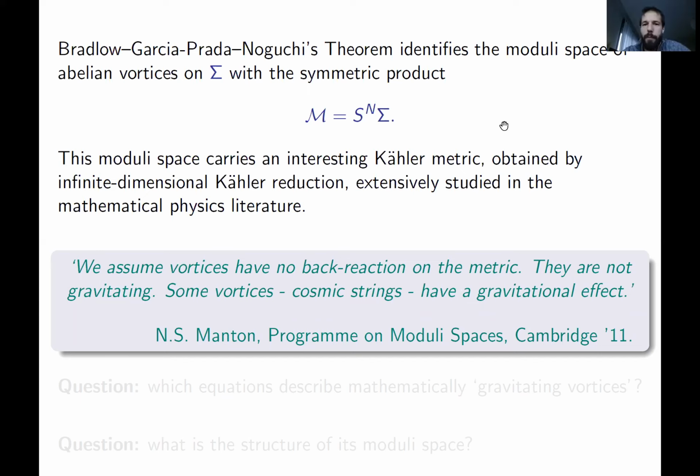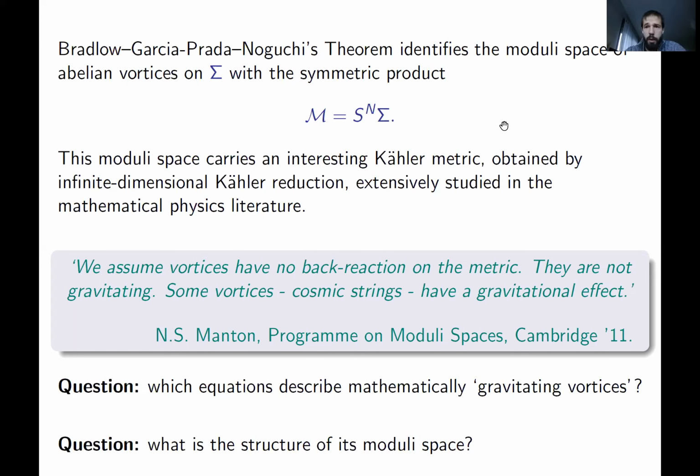Oscar García-Prada, Luis Álvarez-Cónsul, and I were in the audience, and we were at the time studying some equations called the Kähler-Yang-Mills equations, and we were very pleased to hear this, because as dimensional reduction of these Kähler-Yang-Mills equations, we actually obtain a natural candidate for this gravitating vortex geometry. So the two questions I would like to address next are, which equations describe mathematically these gravitating vortices on Riemann surfaces? And what is the structure of its moduli space?